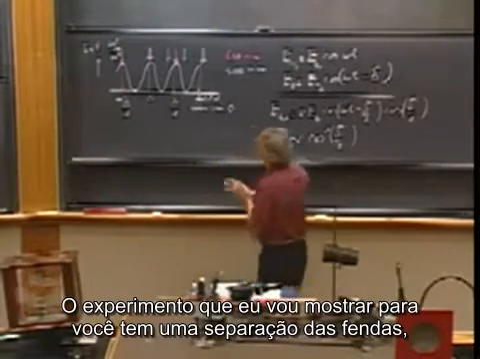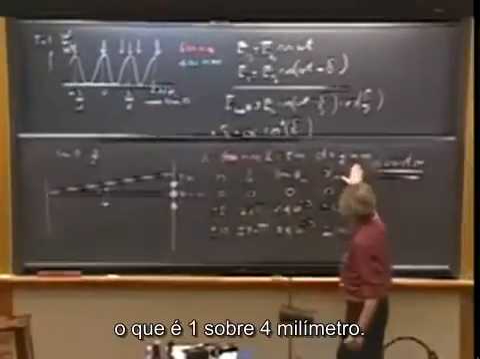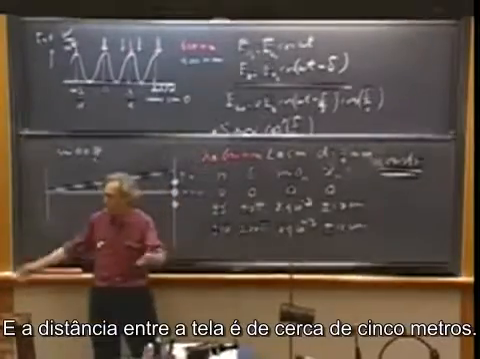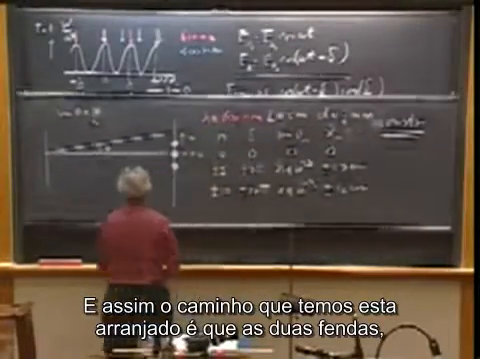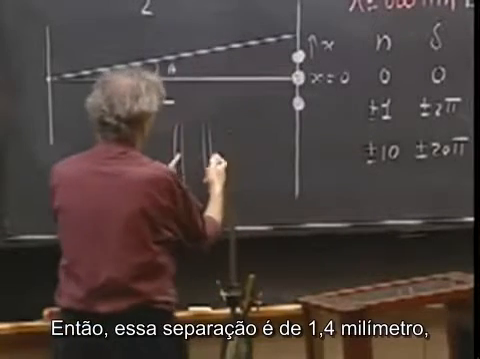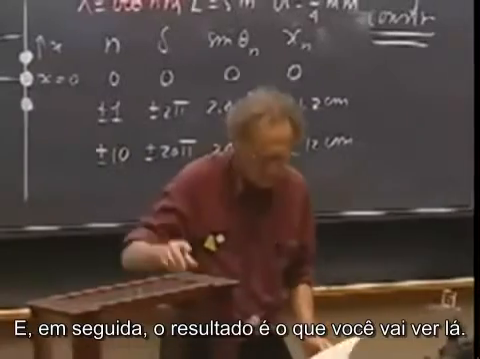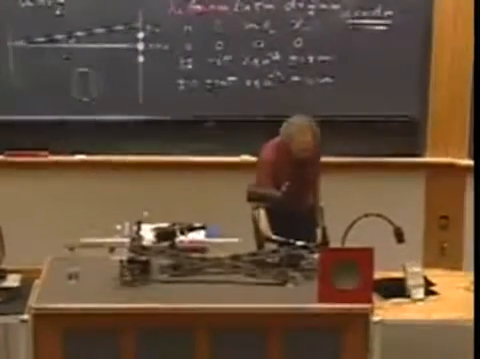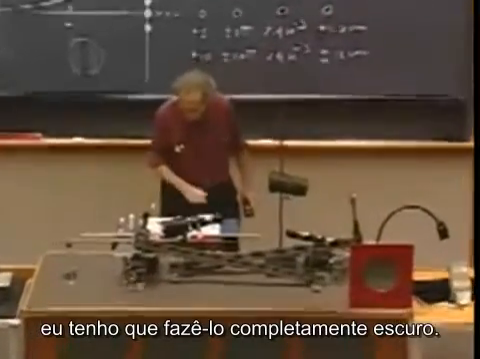The experiment that I'm going to show you has a separation of the slits which is 1/4 millimeter. My wavelength is 6533 nanometers, which is very much the same, and the distance to the screen is about 5 meters. The way that we have this arranged is that the two slits are vertical, like this, and then we put over there a laser beam, and the result is what you're going to see there. In order for you to see it, I have to make it completely dark.